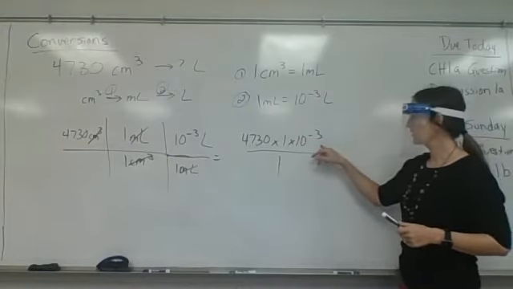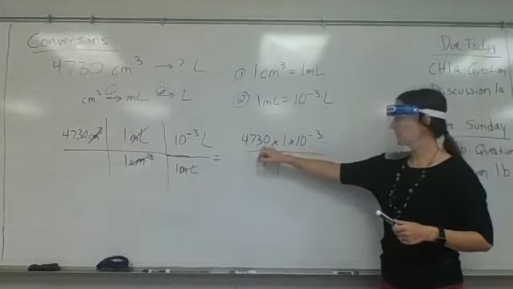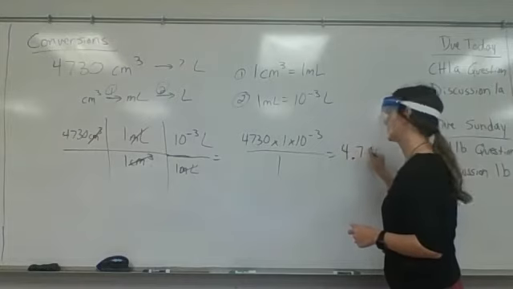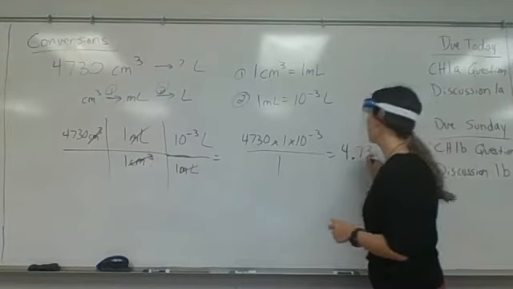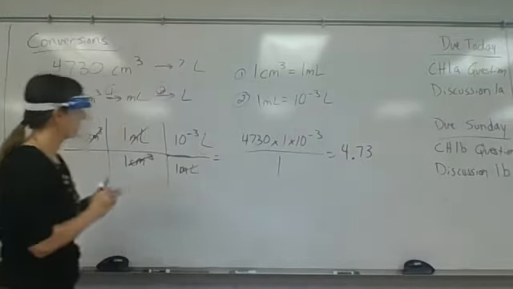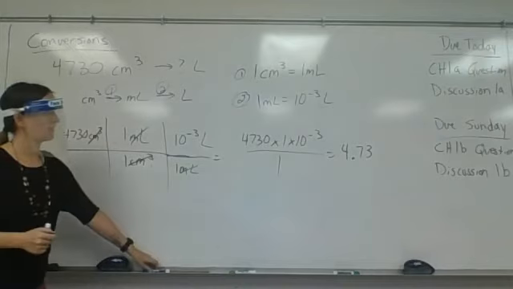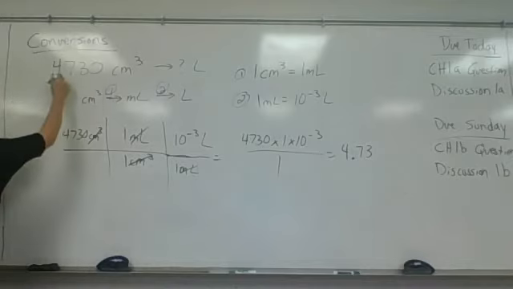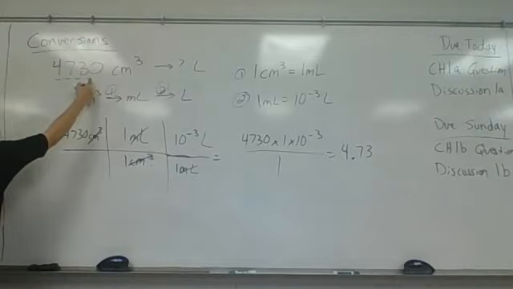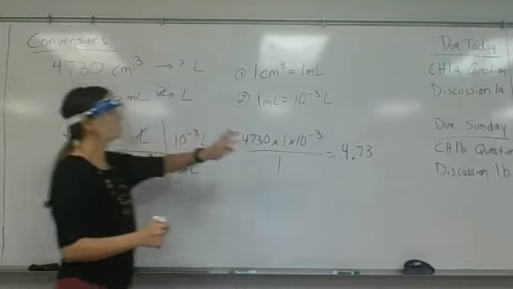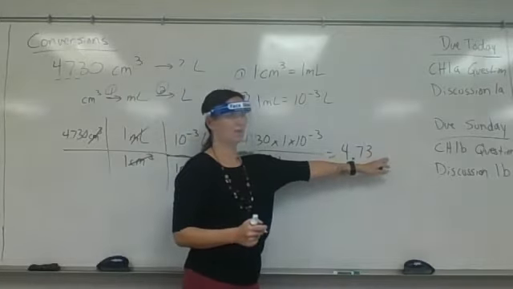10 to the negative third, that means this number will get smaller by 3. I'm trying to do it without my calculator. 4. Now the question is, do I keep this 0 or not? So I need to go to my original number and check my sig figs to see if that 0 stays. Looking at this number, how many sig figs does it have? 3? 1, 2, 3. So this 0 doesn't count. There's no decimal, so it doesn't count up here. So if it doesn't count up here, we do not want to add it at the end of this guy.